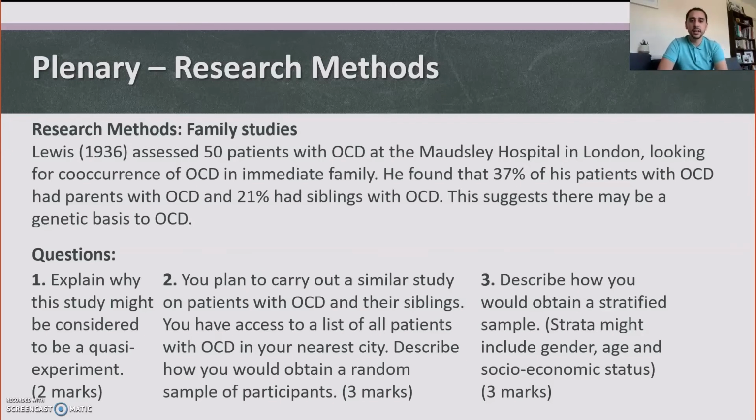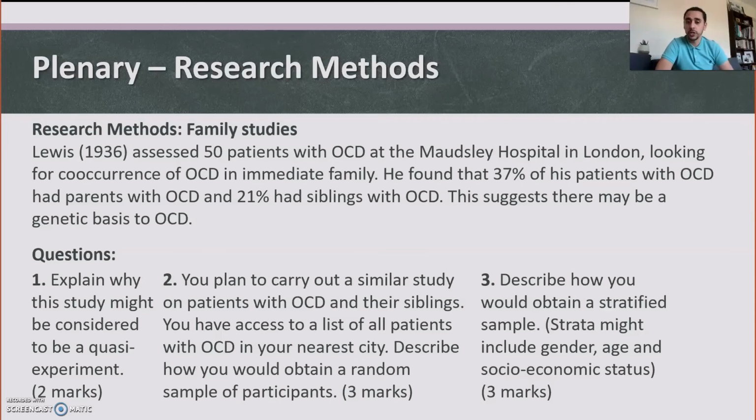Lewis in 1936 assessed 50 patients with OCD at the Maudsley Hospital in London, looking for co-occurrence of OCD in immediate family. He found that 37% of his patients with OCD had parents with OCD and 21% had siblings with OCD. This suggests that there may be a genetic basis to OCD.